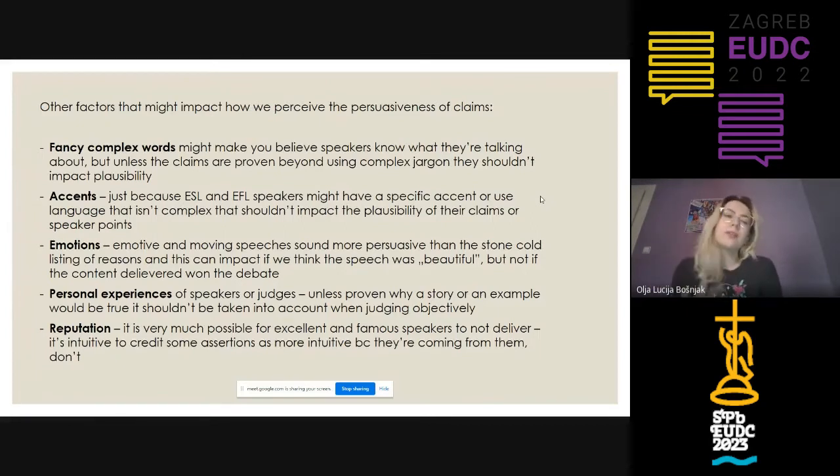So these sorts of things. I just wanted to cover all of this because I think it's very important to keep in mind, especially when we start judging, that there are a lot of internal biases. So let's remind ourselves not to fall for these traps.